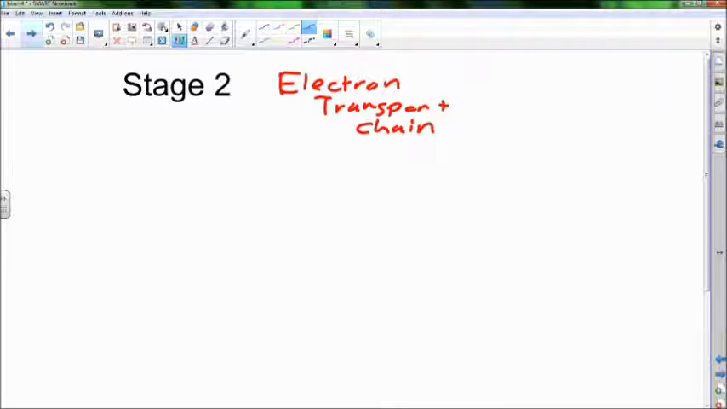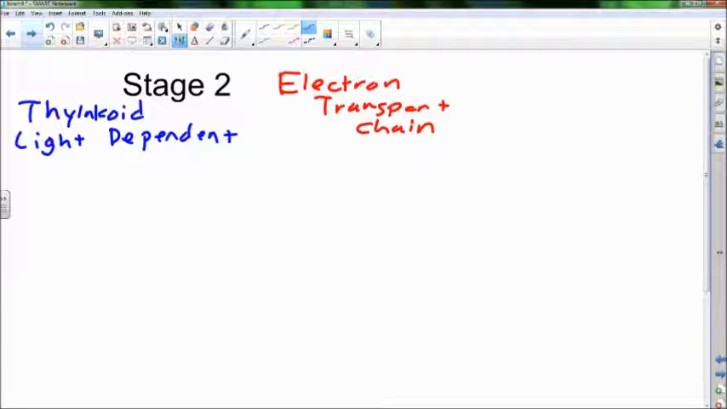So first we're going to write down the steps of stage 2, the electron transport chain. The things that happen during the electron transport chain, and then we'll kind of look at a picture and see how that is actually all put together in the chloroplast itself, in the thylakoid. So remember, this does happen in the thylakoid, and we say it's one of the light-dependent reactions.